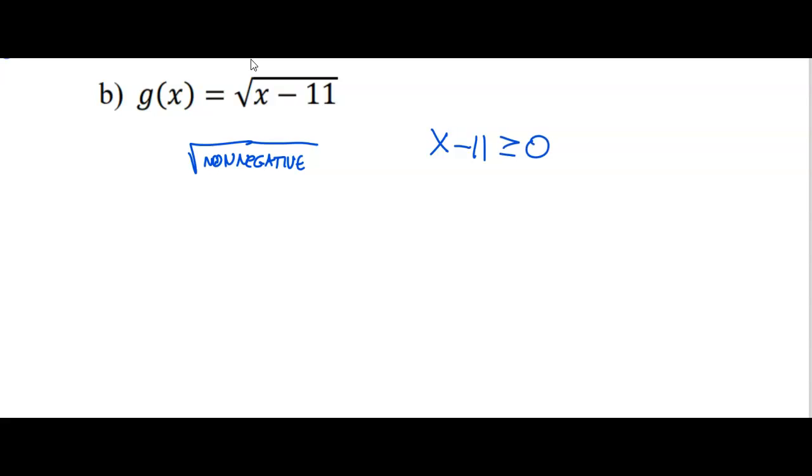So the inequality we solve is x minus 11 greater than or equal to 0. That would be x is greater than or equal to 11, and in interval notation that would be hard bracket 11, comma, infinity.